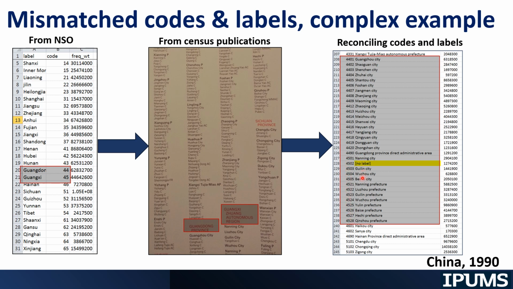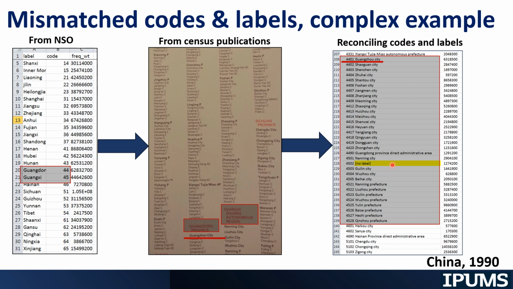And then the following codes are the second administrative level codes, which are nested inside. So one of the problems we had was the microdata did not come with a label for 4502 code, and we had to figure out what the label was. There were other issues too.